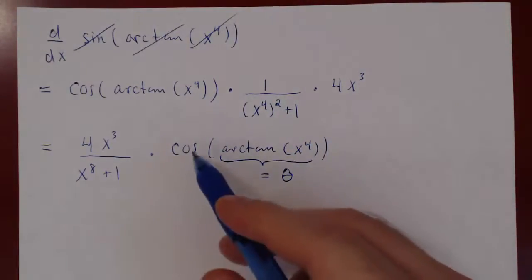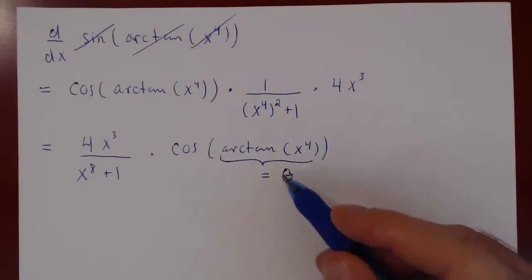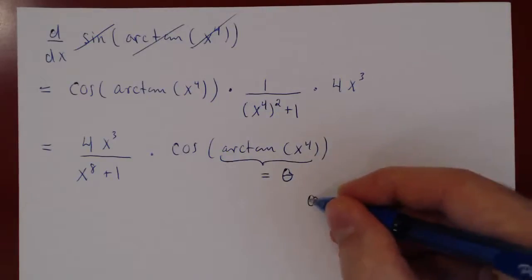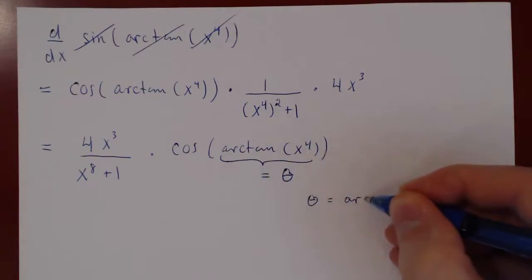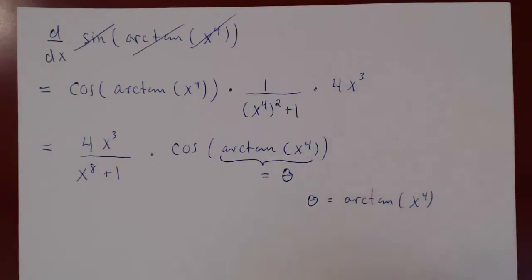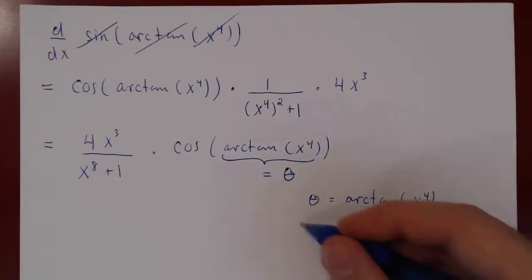So all we want here is to know what's cosine of theta. Well, if you think of it, theta is the arctangent of x to the 4. If you want to get rid of the inverse trig function, take tangent on both sides.